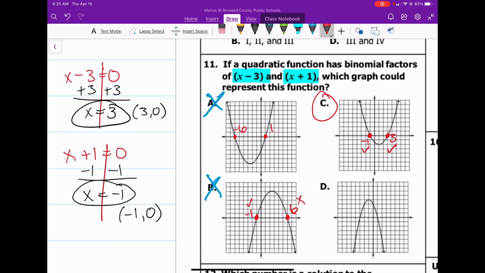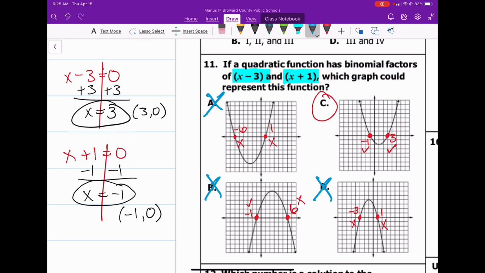But let's take a look at D. D has an x-intercept of negative 3. That's a no. And another x-intercept at positive 1, which is also a no. So with that being said, the only correct answer choice here is C.